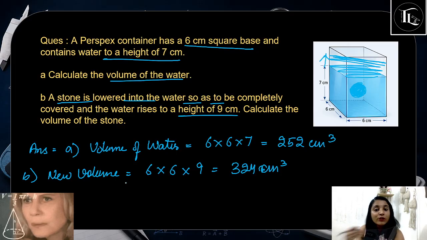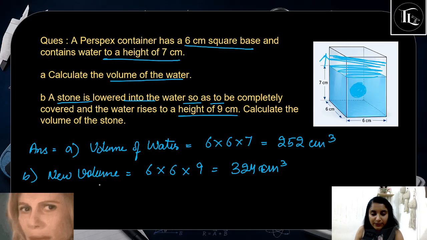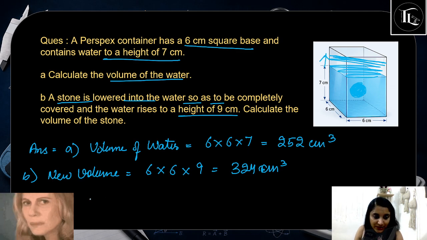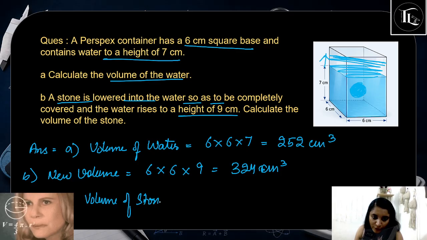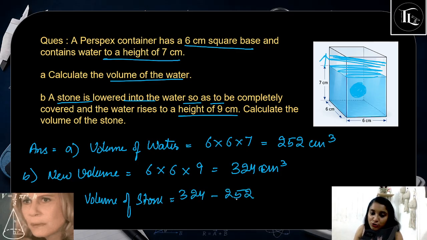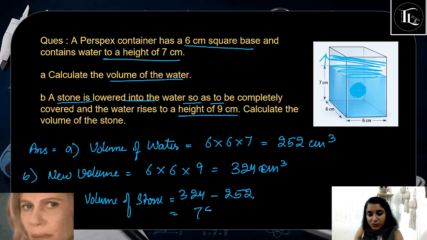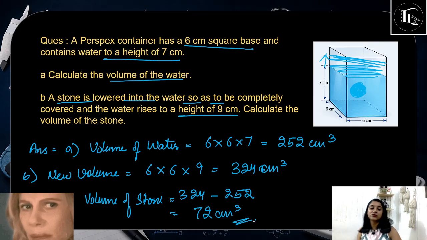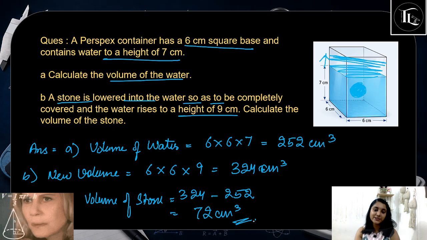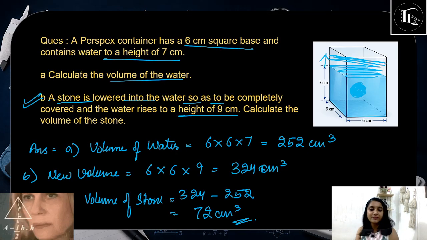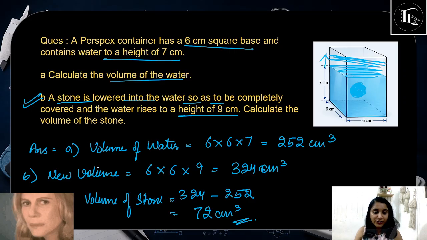So what will be the volume of this stone? It will be the difference between these two volumes. So volume of stone is equal to 324 minus 252, which comes out to be 72 centimeter cube. So the volume of the stone is 72 centimeter cube. This type of question is very important, and I hope this question is clear.